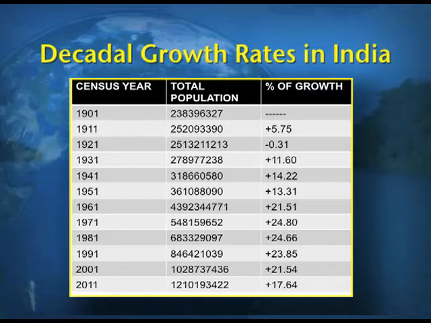So, if you look at the third column, which is the percentage of the growth, you can see that in 1921 there was a negative growth. That negative growth was 0.31 percent, and in all the other census years you find there is a positive growth. And the last positive growth which is seen in the census 2011, that is 17.6% growth of the population.